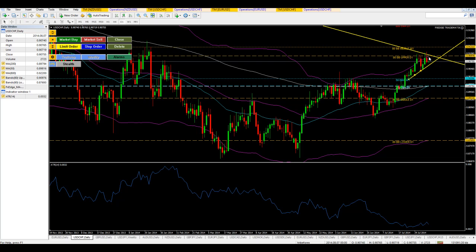At this point we're going to be looking for a sell at 0.9095. So that's 0.9095, set up for a potential sell on the dollar Swiss.